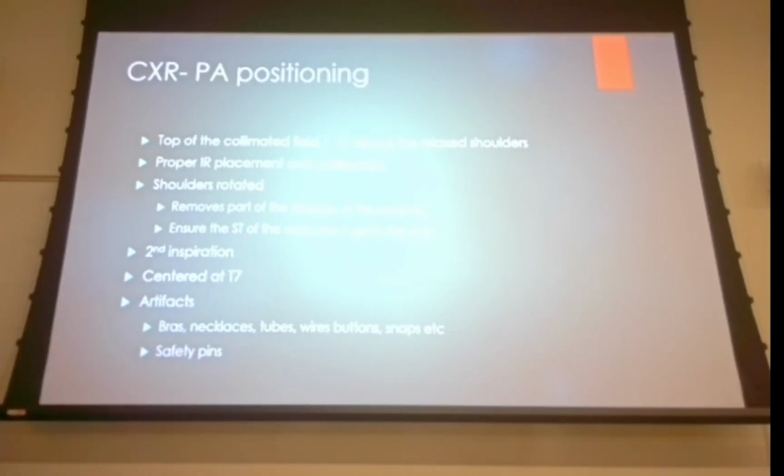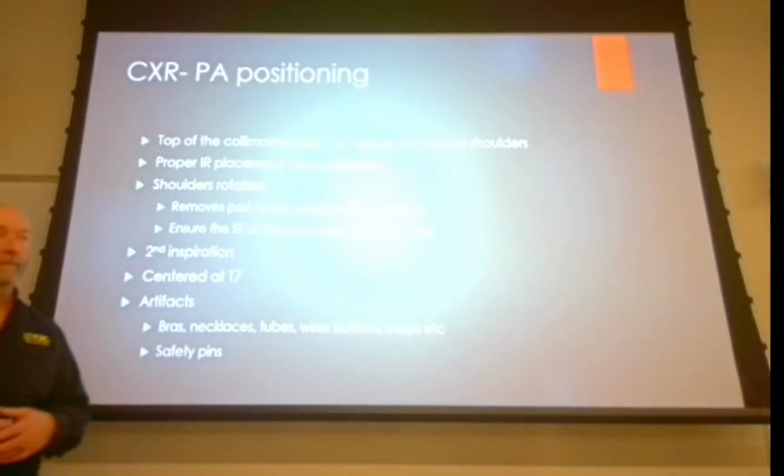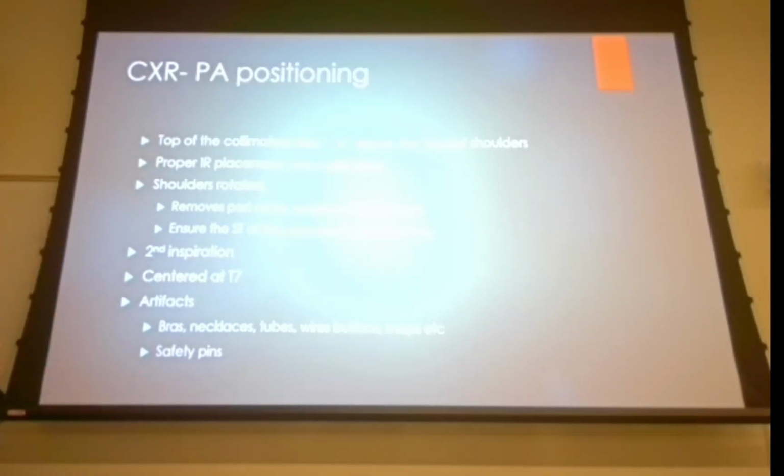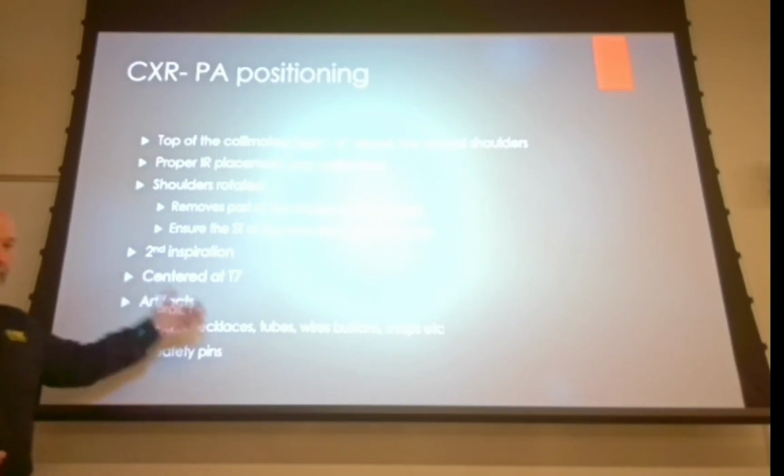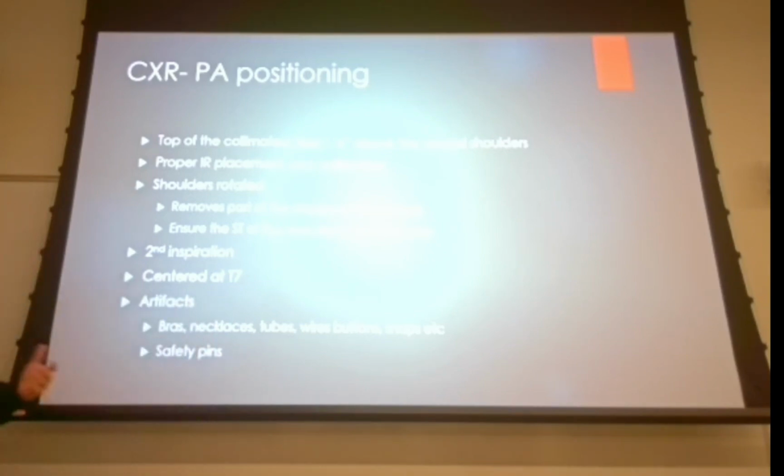Make sure you collimate down too, and that's probably not necessarily in the images that we're going to look at, but in the images I see online and the images I get sent to me, probably the most common thing is under collimation, almost a complete lack of collimation. So your collimation should be to your skin line, or maybe 1 inch past the skin line. All right, so make sure you collimate, rotate the shoulders forward, get the scapula out of the way.